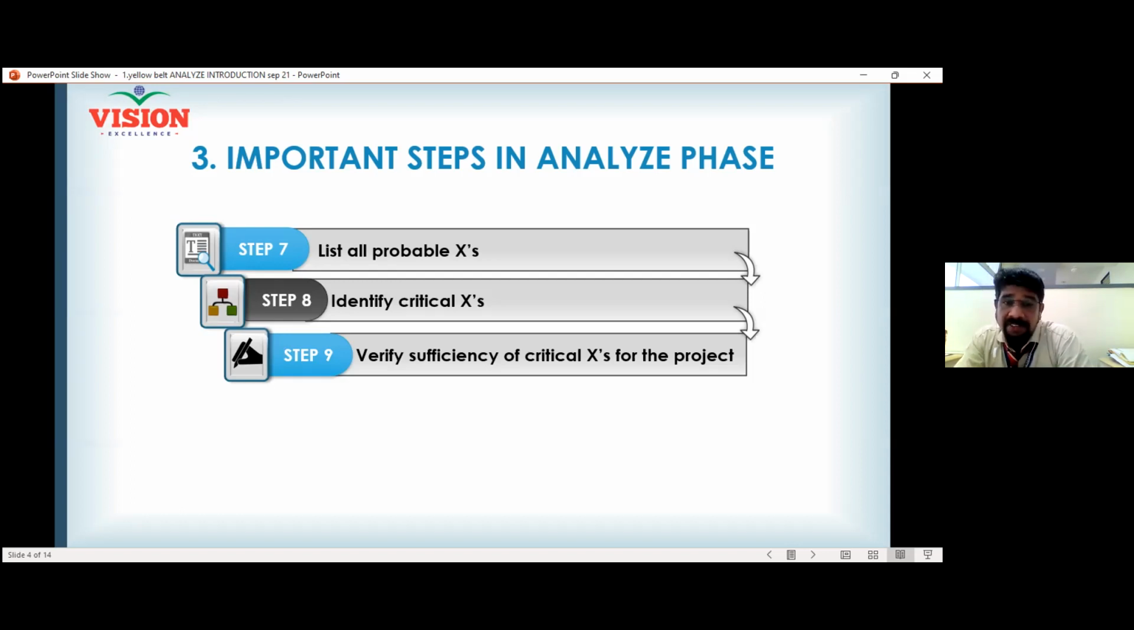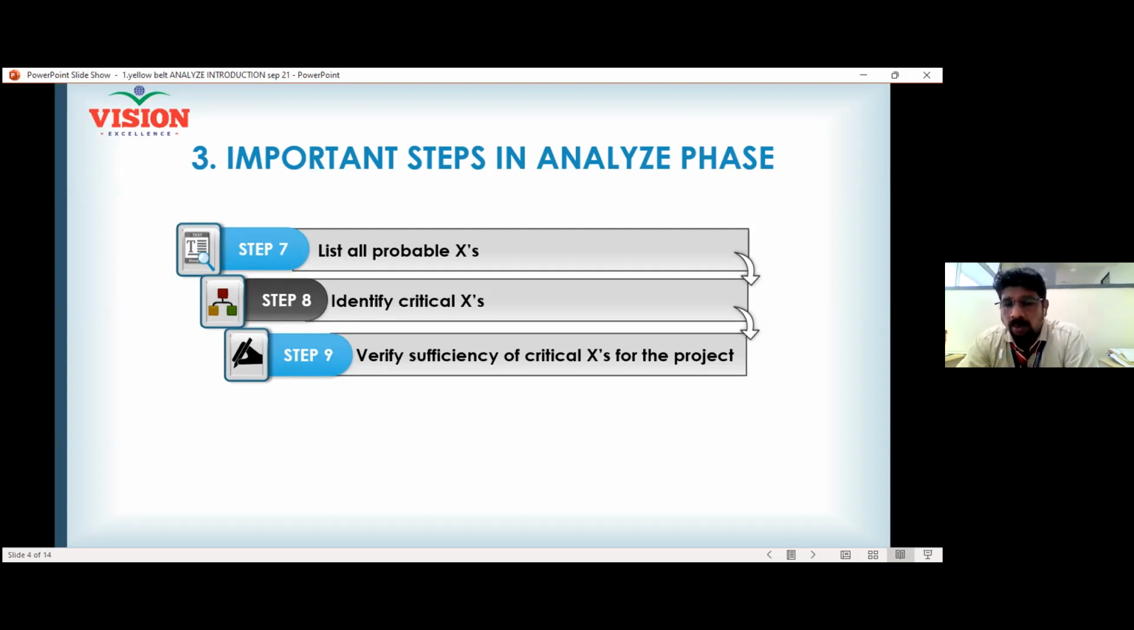Then I have to identify which one is critical. My son is not attending the maths class regularly. I have identified that as the critical X factor behind my son's poor performance in maths. Have you got it? Have you got how you have to identify the critical X factors? First we have to list all probable cause factors, or root cause factors, or X factors. Then we have to identify the critical X factors. For that we have tools, so we can rely on the tools to do the activities.